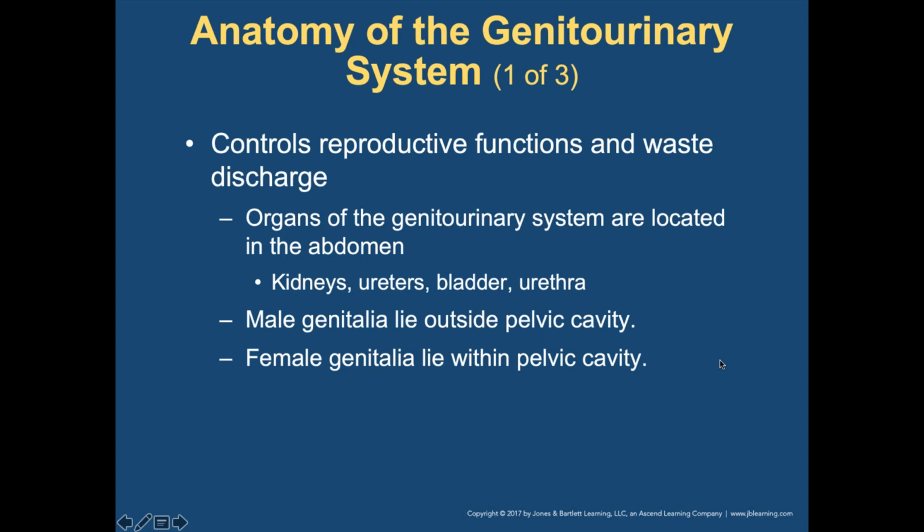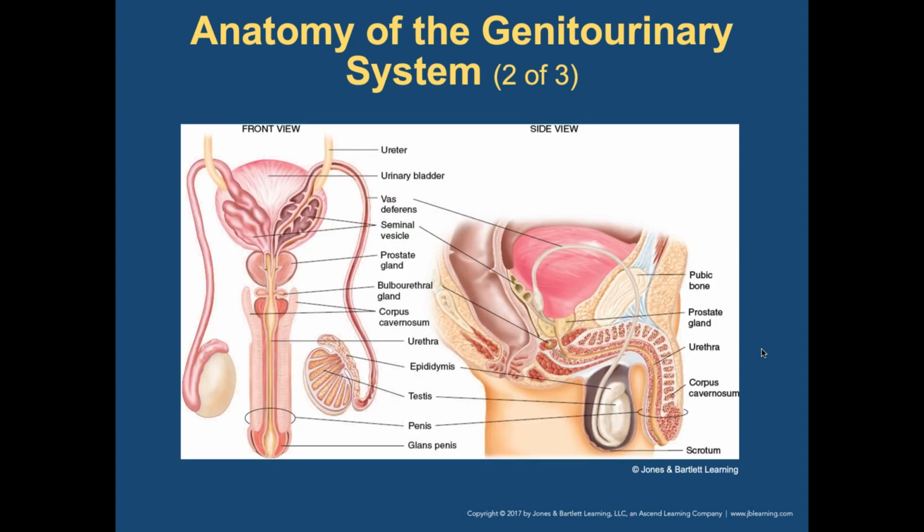Anatomy of the genitourinary system. We know what these are. The males lie outside. The females lie within the pelvic cavity. They're protected. Organs of this system are located within the abdomen. We will have the front view, the side view of the male anatomy system. Us being grown folks, we all should know what these parts are and where they are.